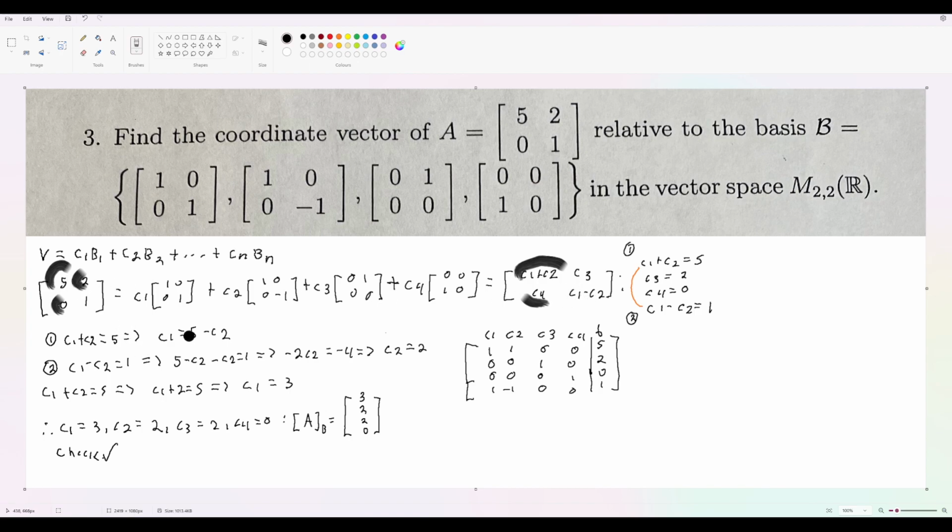We can then set up our system of equations. So C1 plus C2, that's position 1,1, goes to 5, which is position 1,1. C3 is position 1,2, and 2 is position 1,2, so we set those equal together, and so on.